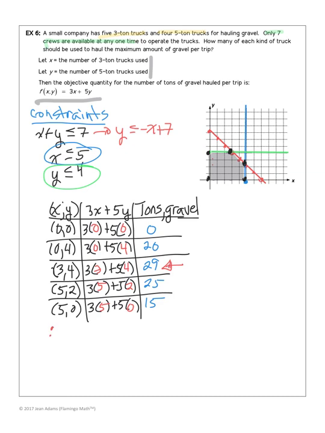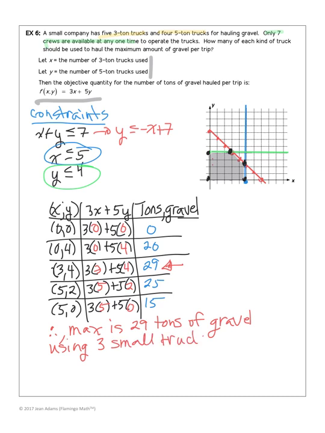So therefore, the maximum is 29 tons of gravel, using 3 small trucks and 4 large trucks. And there you have it. If you have any questions, don't hesitate to ask.